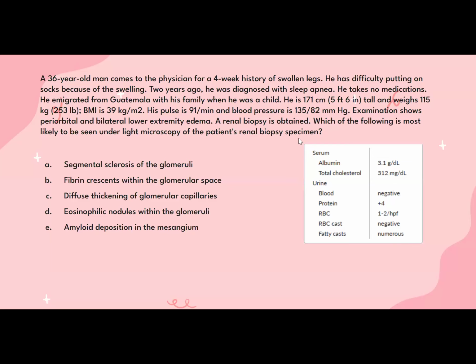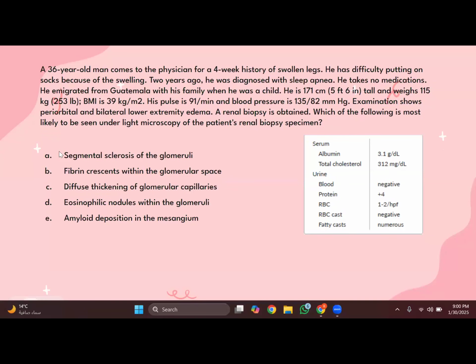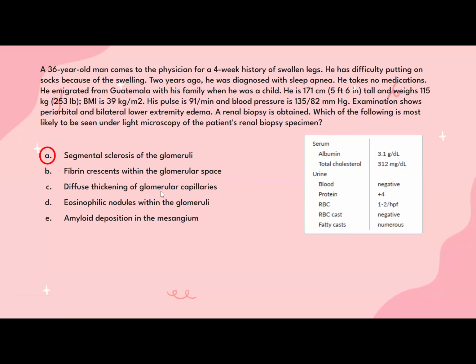Which one do you think out of all of these it is? That's actually A. Segmental sclerosis of the glomeruli. That's the one option that makes the most sense out of these. A lot of the other ones, eosinophilic nodules within the glomeruli, we're not really thinking of this. We're not really thinking of fibrin crescents within the glomerular space. That's more so nephritic.